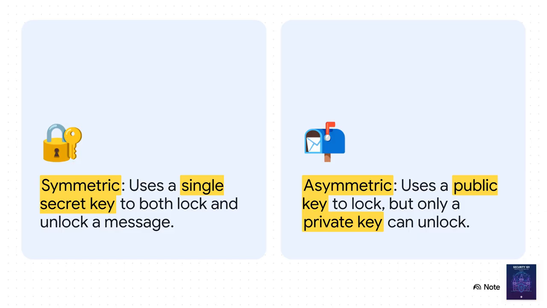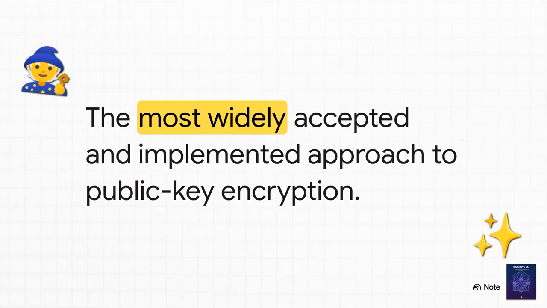Then there's asymmetric cryptography. This is different. It uses two keys, a public key you can give to anyone and a private key you keep totally secret. The public key can only lock the message, only your private key can unlock it. Think of it like a mailbox. Anyone can drop a letter in the mail slot, but only you have the key to open it up and read what's inside. And the most famous system that does this is RSA.